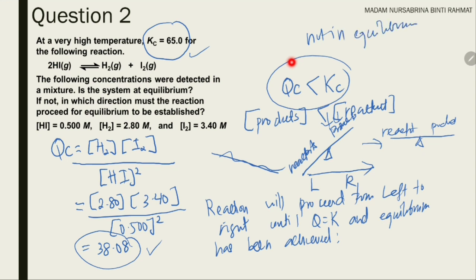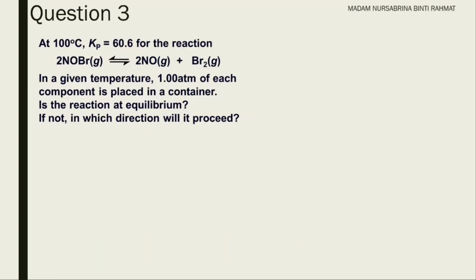Easy, isn't it? You just need to remember the different conditions for your Q value. It can be greater than K, less than K, or equal to K. From there, you compare the concentrations of your reactants versus your products, and which one is more and in which direction it should proceed. If we have more product, we're going to use up the product and shift to the reactant side. If we have more reactants, we're going to use up the reactants to produce more product until Q equals K.